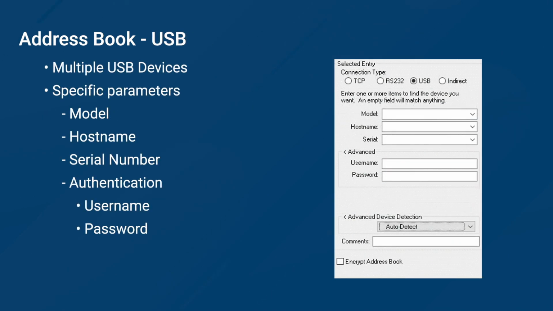USB settings give the ability to set a specific USB device in the address book by adding additional information such as specific model number, host name, or serial number. In addition, adding in the username and password for authentication if security features are enabled.